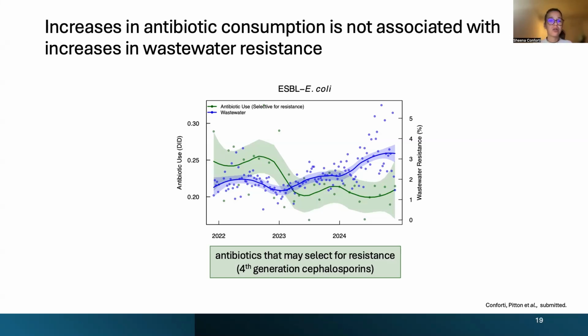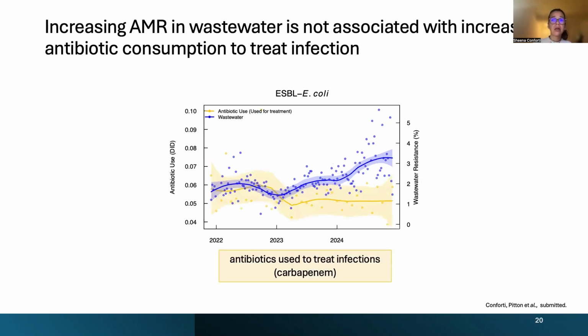And fourth generation cephalosporin is exactly what this type of ESBL E. coli is resistant to. And here we didn't observe any association, namely that an increase in the consumption of this antibiotic over our study period didn't show an increase of ESBL E. coli, potentially then indicating that actually this antibiotic consumption doesn't select for resistance of ESBL E. coli.